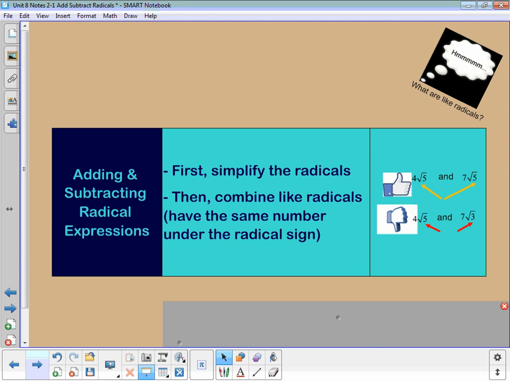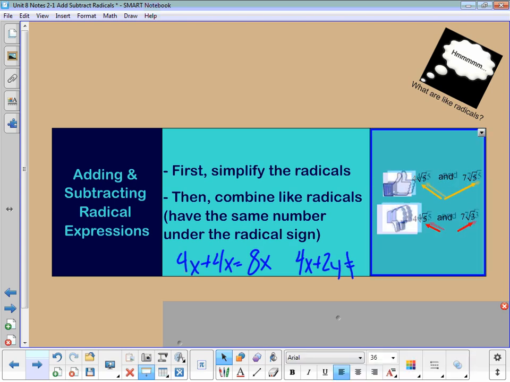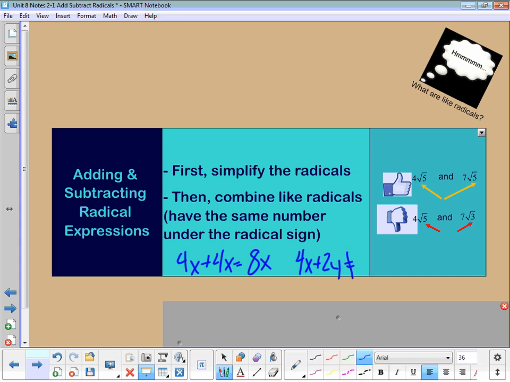Look at it this way. It's kind of similar to having 4x plus 4x. You can combine that to be 8x. Similarly, if you had 4x and 2y, you couldn't combine those to equal anything. Same thing as if you were to have, for example, here, this first part, okay, if you look there, 4 square root of 5 and 7 square root of 5, those can be combined.